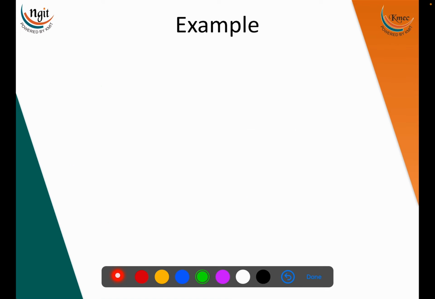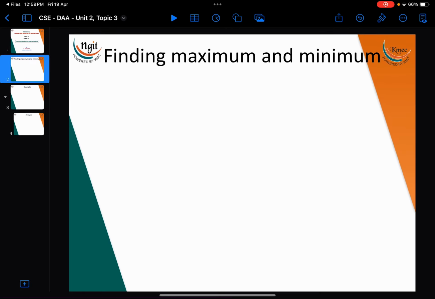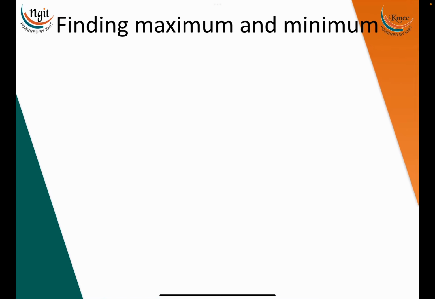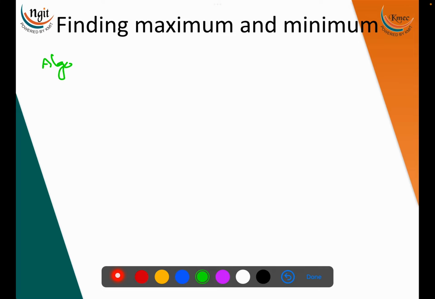Now let's write the algorithm for the same. I am taking one function; the function name is MaxMin. I am using four parameters: i, j, max and min.